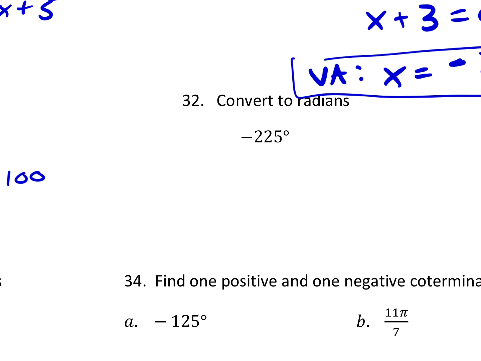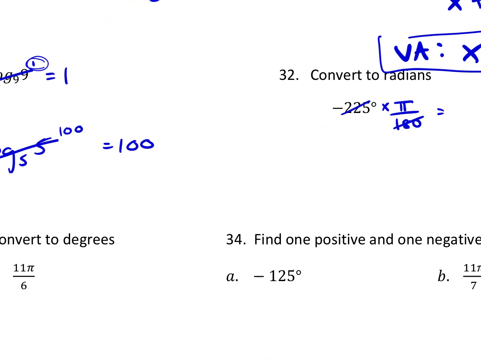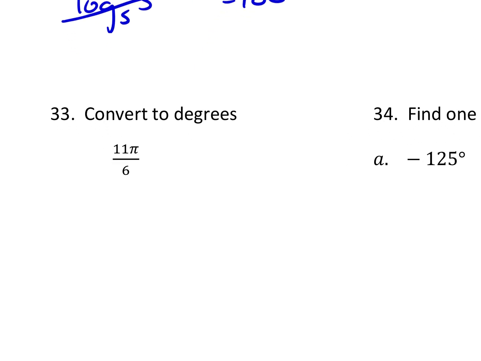Convert to radians. We multiply by pi over 180. Here you can use your calculator to simplify. 5 goes into 225 and 180, so you can divide them both by 5. I don't have my calculator on me, and I think that you guys could handle it from there. 33, convert to degrees, multiply by 180 over pi. Pi's cancel, 6 goes into 180 30 times. We'd multiply 11 times 30.